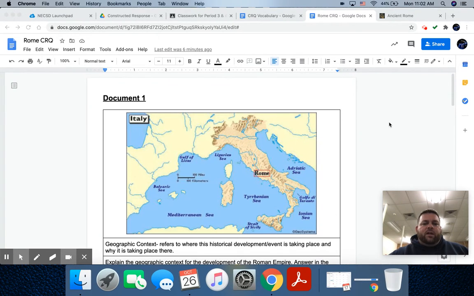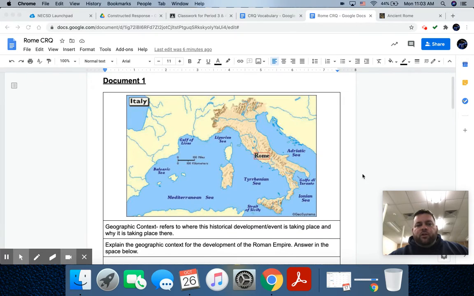Document one here is a map. Now, a document could be a map, a political cartoon, a text passage, a poem, a picture of some kind. It could be really anything. For document one, you're getting this map, and this map appears to be the Italian peninsula, and it's showing some geography here. We're seeing Rome here. We're seeing it positioned on the sea. We see the mountains, the Alps to the north. We can see that Rome is located right on the Tiber River. So you can tell a lot here.